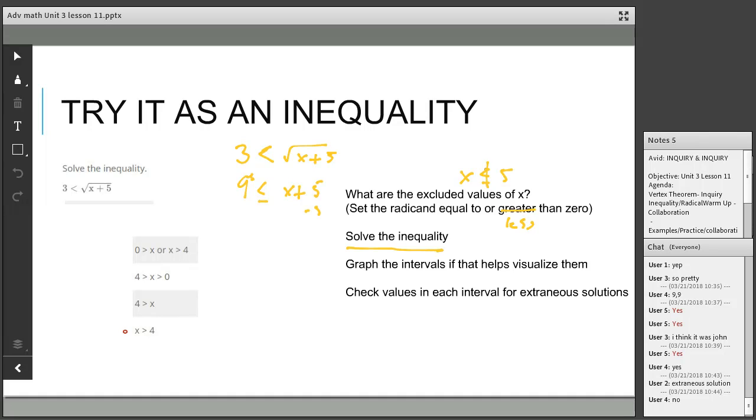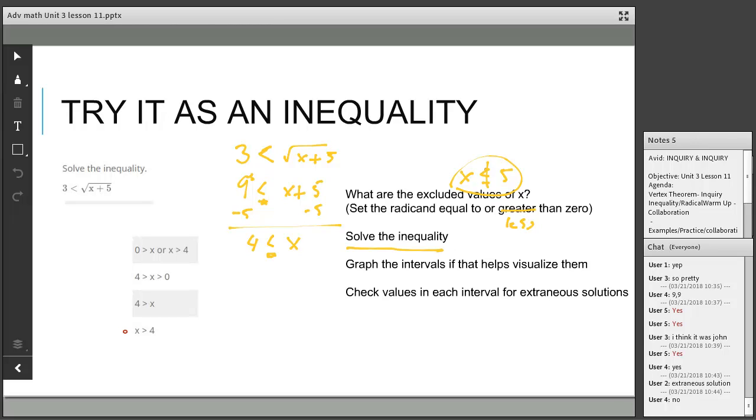We're going to square both sides. 9 is less than or equal to x plus 5. We're still going to subtract 5. We end up with 4 is less than or equal to x, or x is greater than 4, or 4 is less than x. Okay. But let's talk about what we're going to do with this.